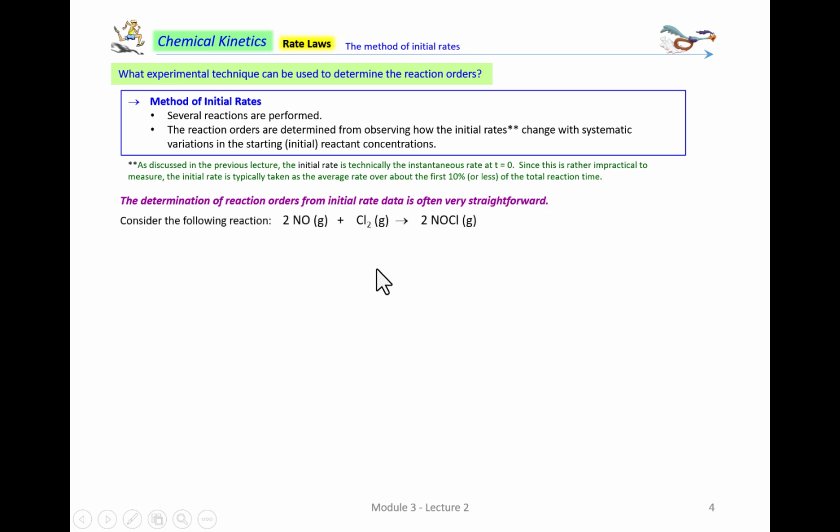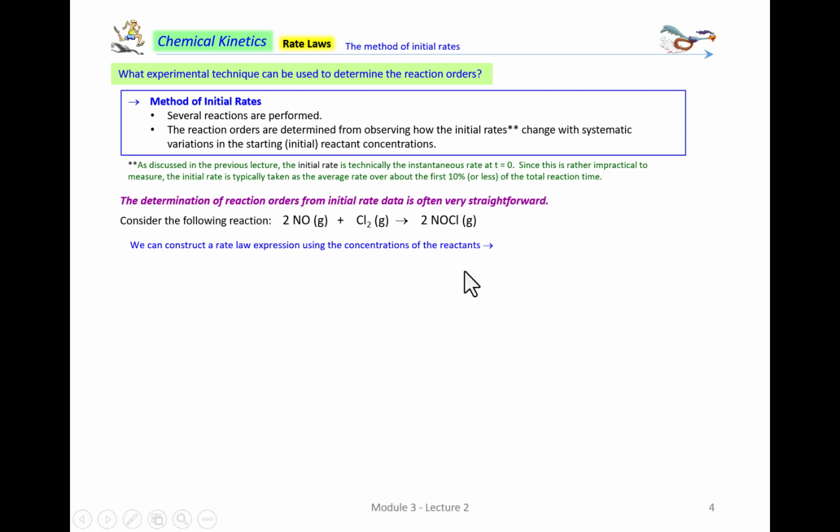Let's look at this reaction, which is the reaction of NO with chlorine to form NOCl. The coefficients are 2, 1, and 2 in the balanced equation. And we can construct a rate law expression, at least a starting expression, using the concentration of reactants.